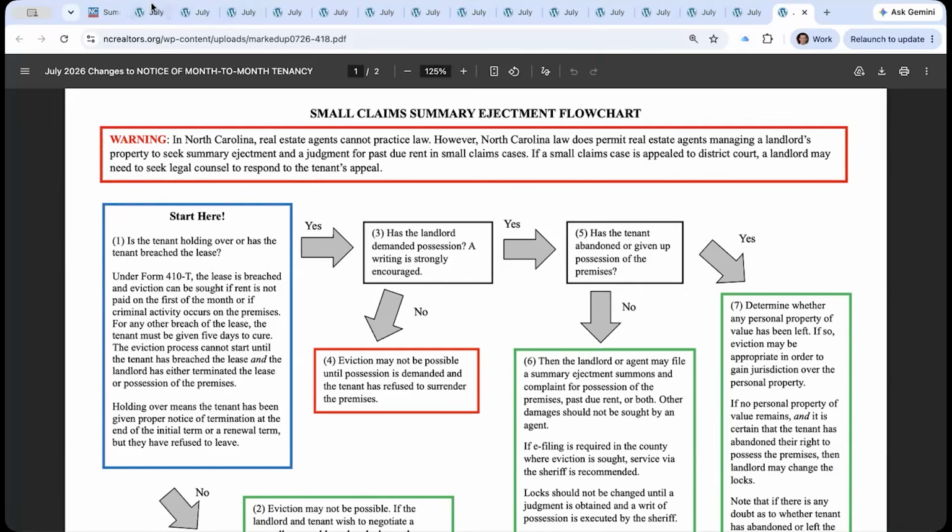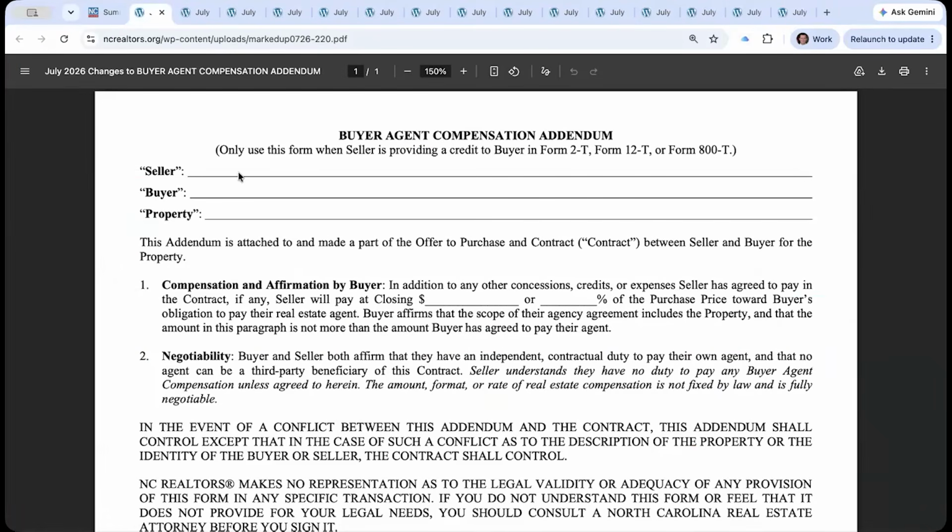Yes. There's something that I forgot to cover, and let me do it here for this question. At the top of this form, it says only use this form when the seller is providing a credit to buyer. The credit mentioned in there is just the credit in the form. So if you're doing a different credit, for new blinds or something like that, that would go on the seller concession page on the contract. But the credit that's mentioned here is just the credit for buyer agent compensation.